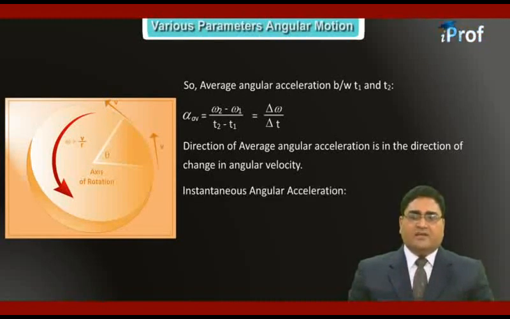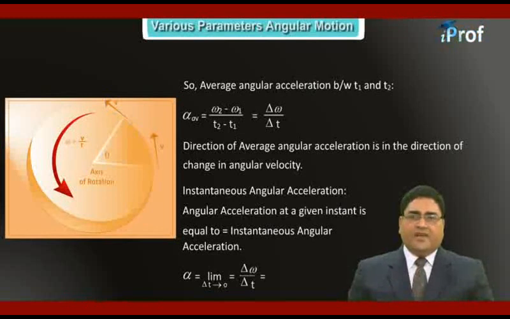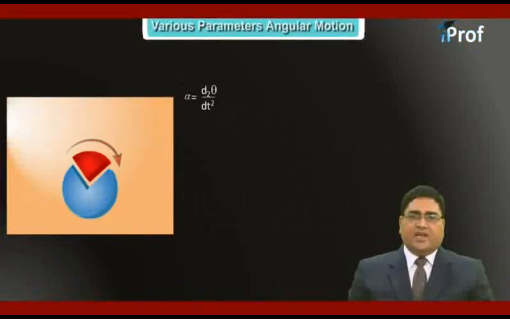And what is instantaneous angular acceleration? Angular acceleration at a given instant is equal to instantaneous angular acceleration. Alpha equal to limit delta t tends to 0 delta omega upon delta t, that is equal to d omega upon dt, that is equal to d2 theta upon dt square.